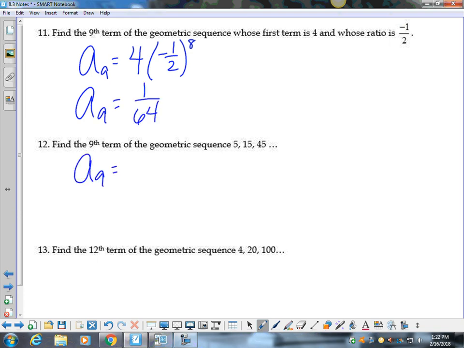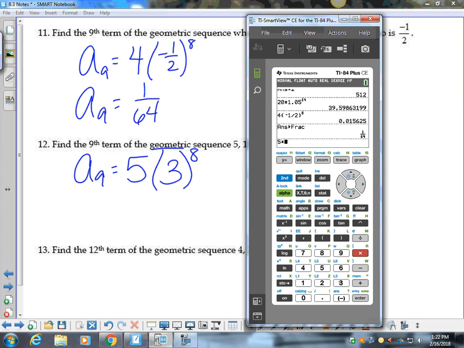Find the 9th term. Let's see, my first term's a 5. It's definitely geometric because I can see it's multiplying by 3 each time. 9 minus 1 will be 8. $32805.